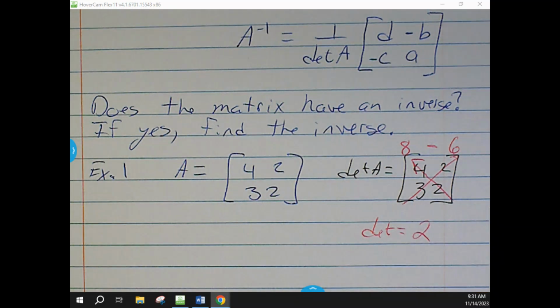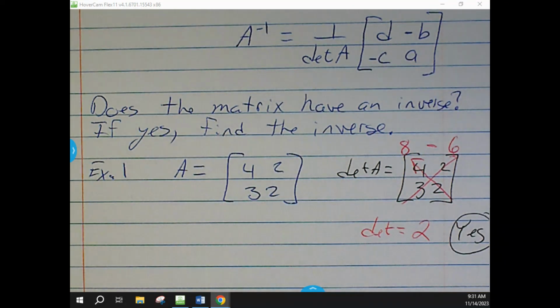2. Okay, and again, anything other than 0 means we can find the inverse of it. So yes. Does the matrix have an inverse? Yes, it does.